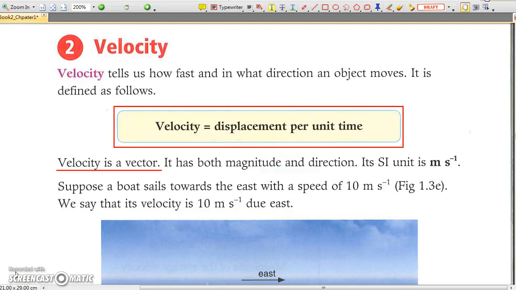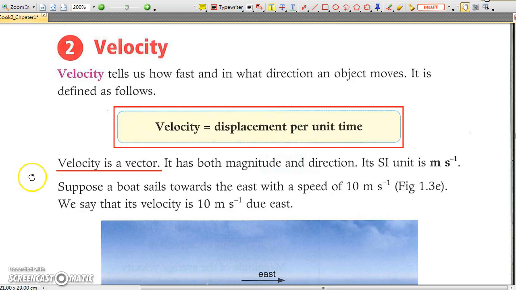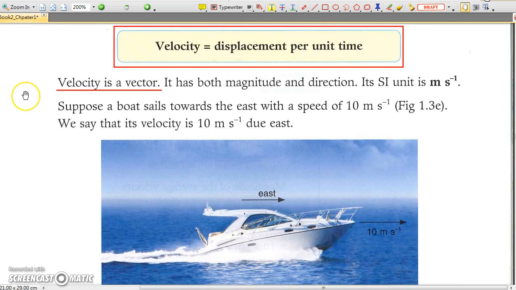2. Velocity. Whilst speed is a scalar, velocity is a vector. Velocity has both magnitude and direction. A velocity of 10 meters per second due east means it is traveling at a speed of 10 meters per second, heading east. The SI unit of velocity is still meter per second.